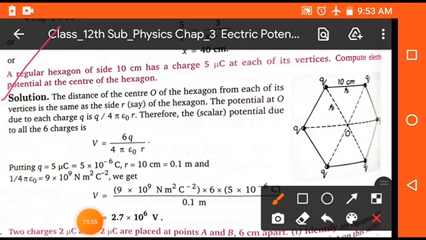see this example: a regular hexagon of side 10 cm has a charge of 5 microcoulomb at each of its vertices. Compute the electric potential at the center of the hexagon. Here there are a number of charges placed at the corners of a hexagon. First of all we find the potential due to the first charge, and after that we multiply it by 6 because the charges are the same and the distances are also the same. So we get V is equal to 6 Q upon 4 pi epsilon naught r. On putting the values, we get the required value 2.7 into 10 to the power 6 volt.